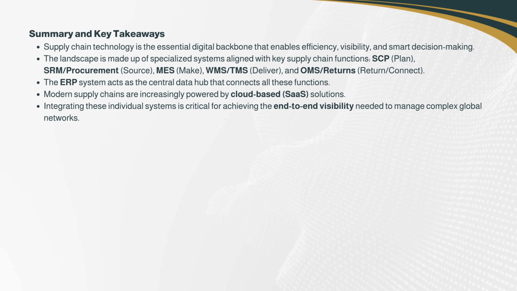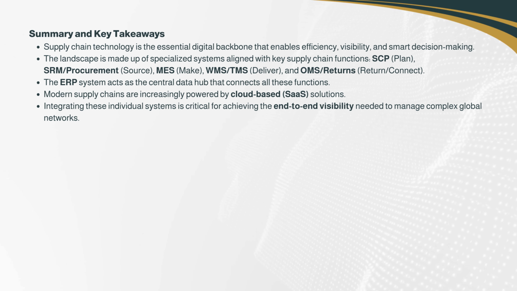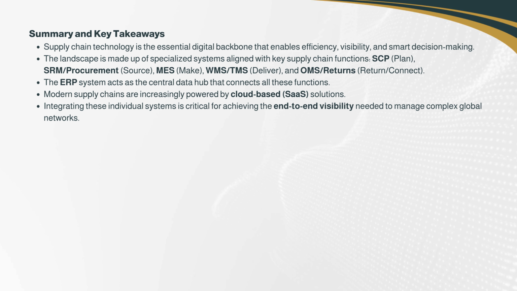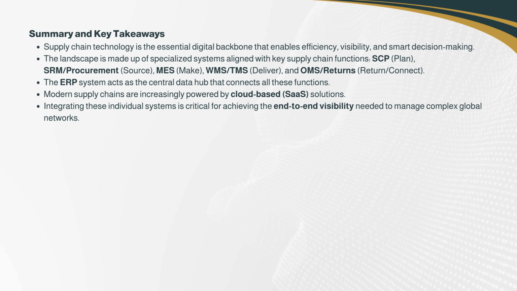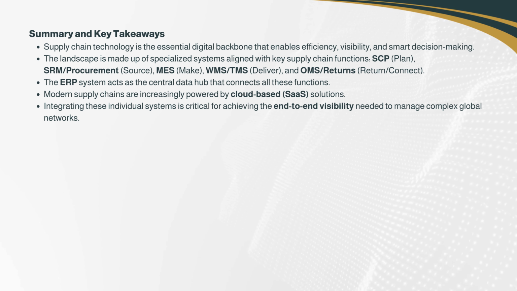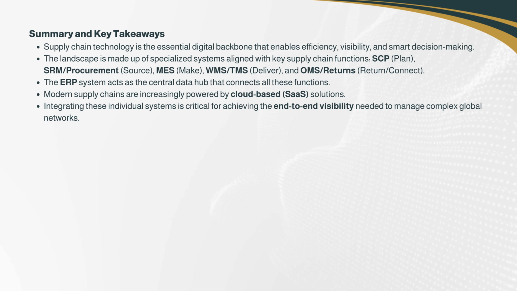Summary and key takeaways. Supply chain technology is the essential digital backbone that enables efficiency, visibility, and smart decision-making. The landscape is made up of specialized systems aligned with key supply chain functions: SCP, Plan; SRM, Procurement, Source; MES, Make; WMS, TMS, Deliver; and OMS, Returns, Return, Connect.